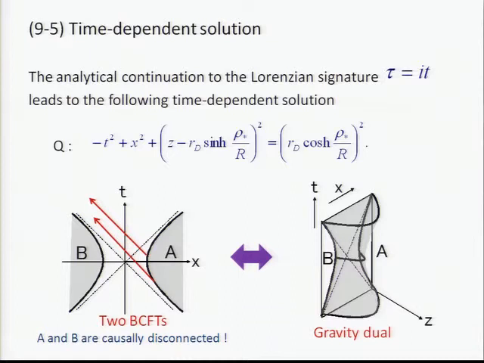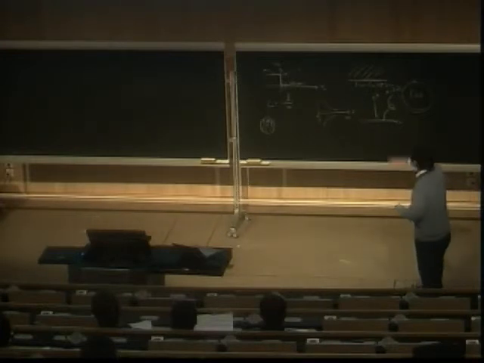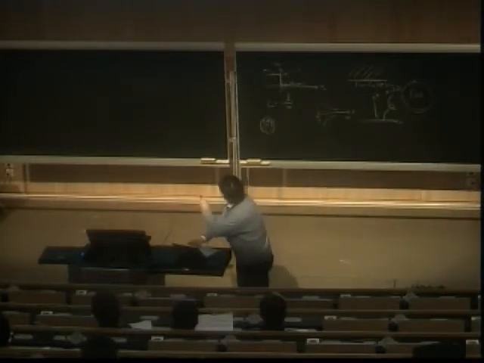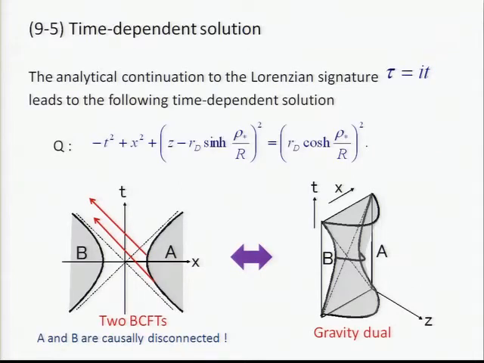This kind of configuration is obtained by taking the analytical continuation of this spherical configuration. This is Euclidean time and this is Euclidean space, but now we take the analytical continuation and we get this one. Previously it's plus, but now minus. The interesting thing is that the observer here is causally disconnected from region B. So if we send a signal at the speed of light, it doesn't reach region B.